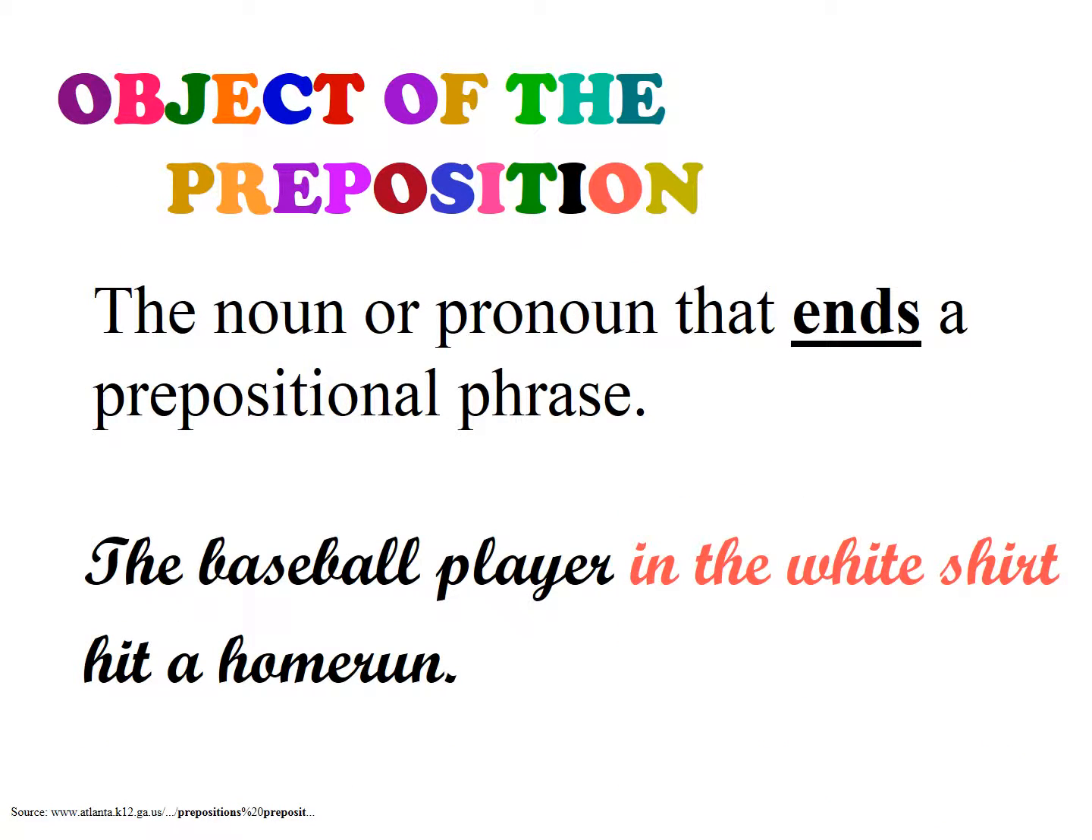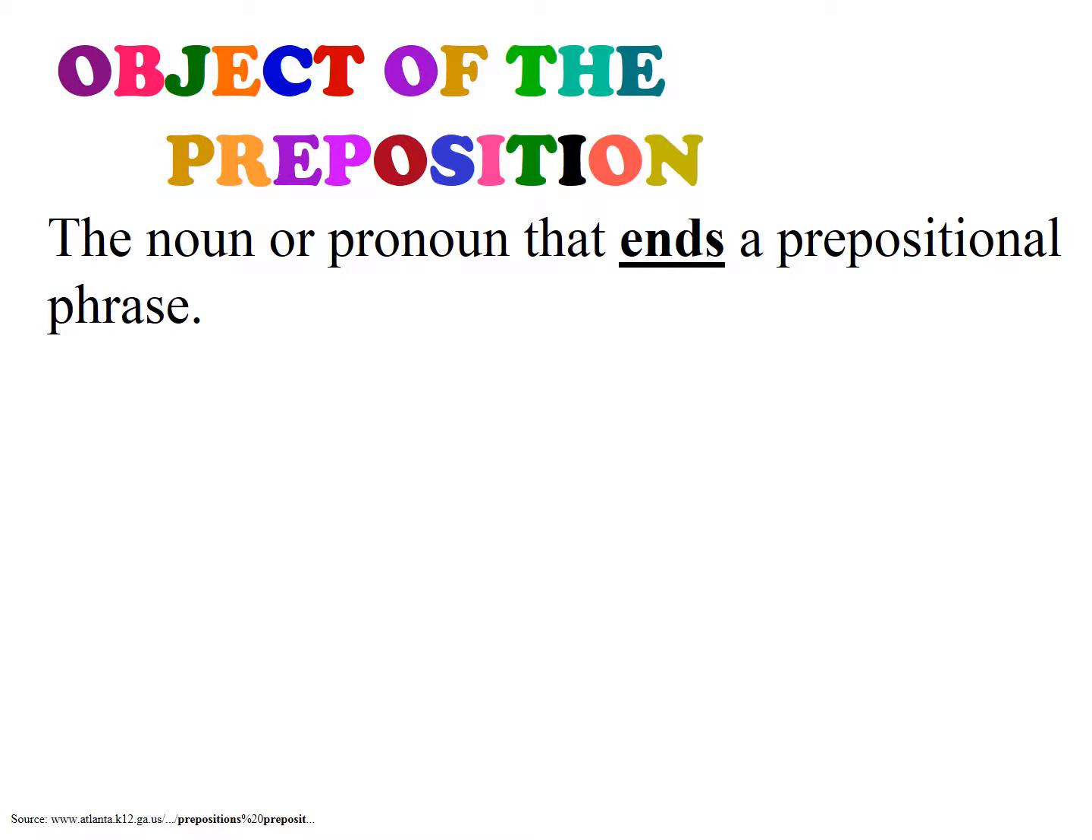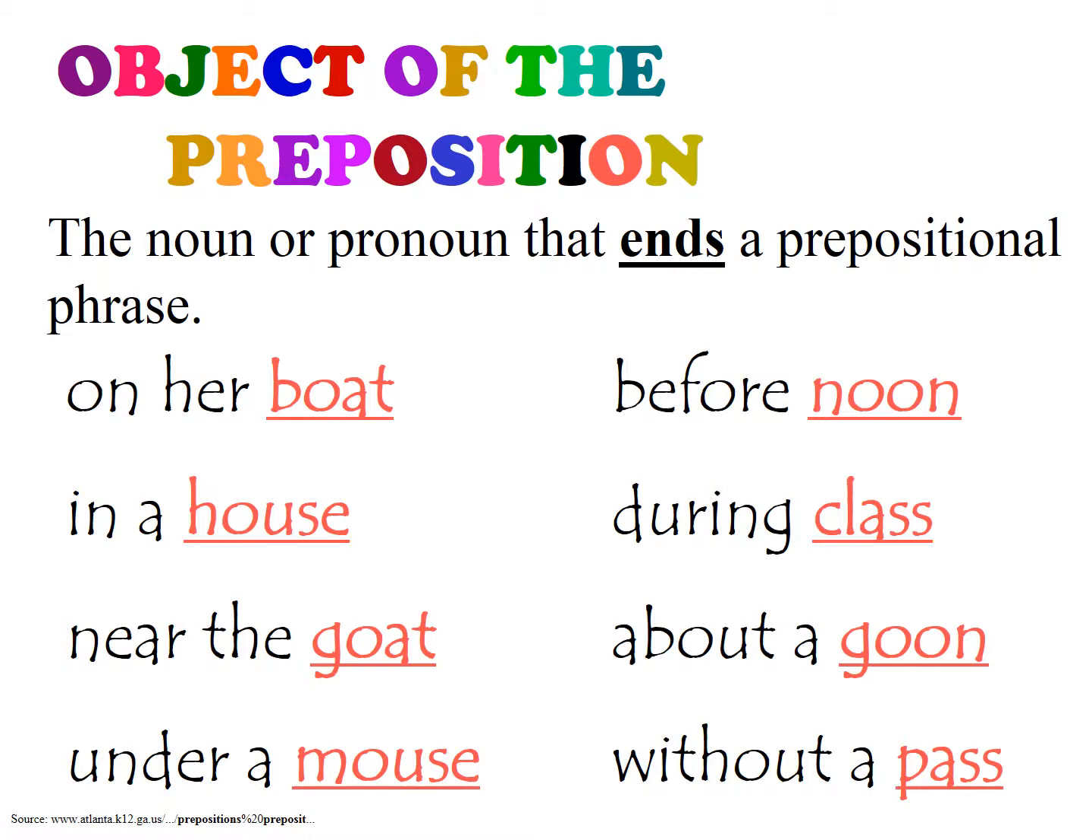Okay, so here's that sentence we looked at earlier. The baseball player in the white shirt hit a home run. So what is our object of the preposition here? Here's our prepositional phrase. Here's our preposition word. And then the object is shirt. So again, the object of the preposition is the noun or pronoun that ends a prepositional phrase. So here are the examples I showed you earlier.